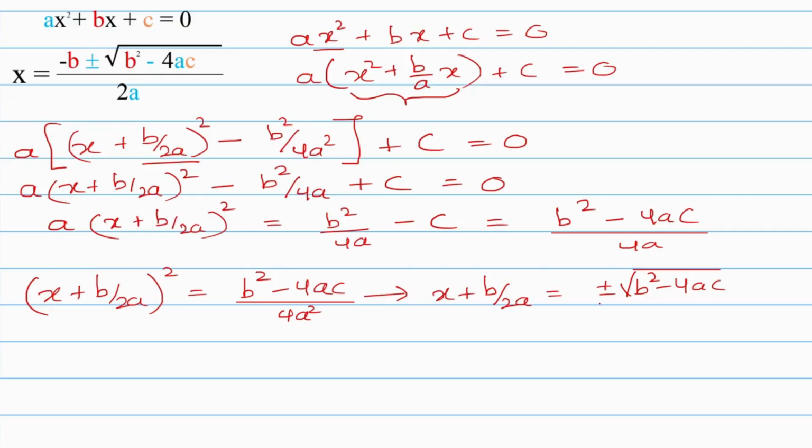and we know the square root of 4a squared is equal to 2a, so we divide by 2a, and then we just take this term to the opposite side of the equal sign to give us x equals minus b plus or minus the square root of b squared minus 4ac, divided by 2a. And you can see that this formula is exactly what we have over here.